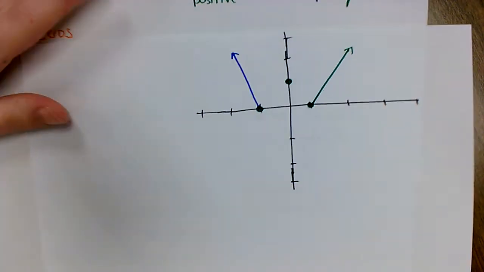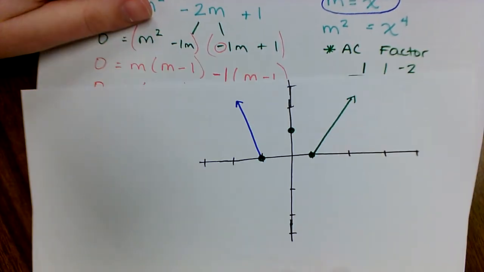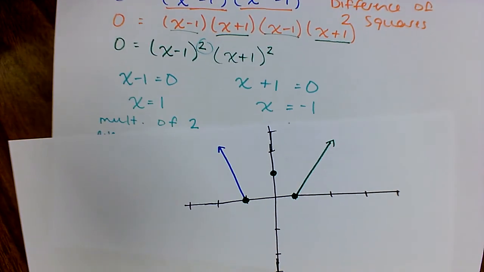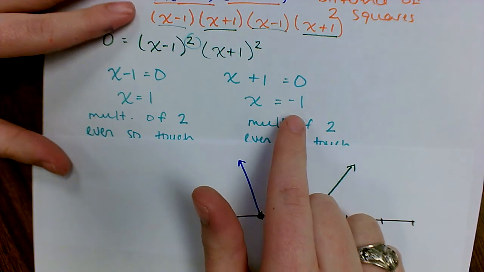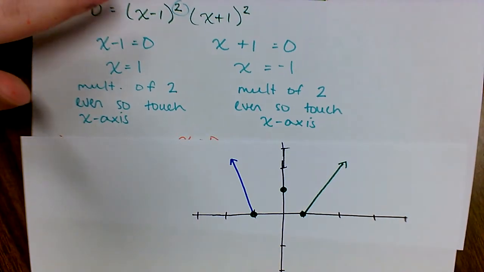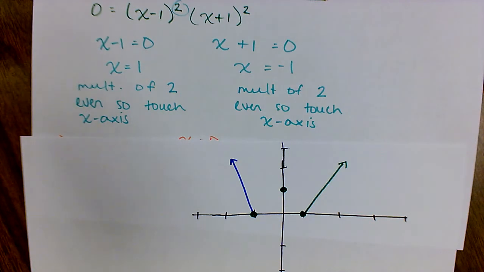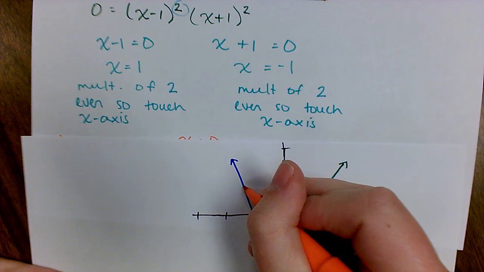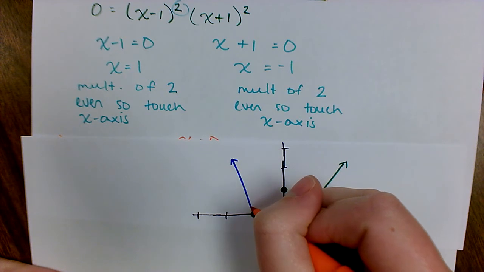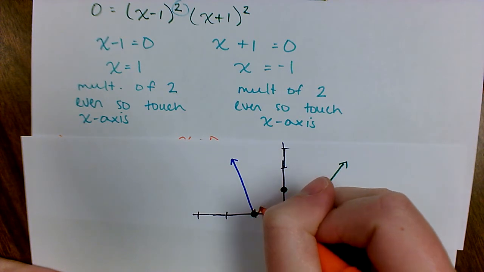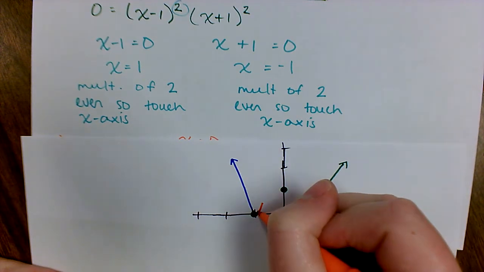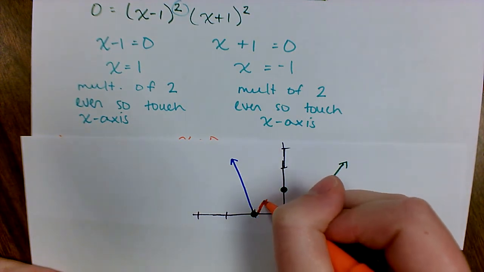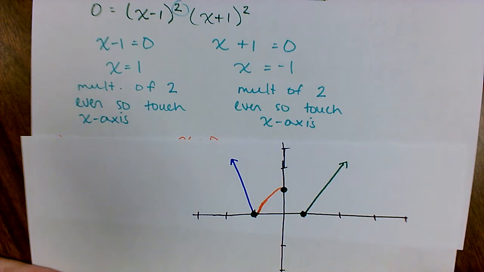Now this is where knowing our multiplicity information comes into play. We'll start with x equals negative 1. The multiplicity of x equals negative 1 was 2. 2 is even, so that means it's going to touch and turn. Since my end behavior is going this way, and it touches and turns, I know it's going to touch here and turn back the same way. Looking at where my y-intercept is, I can see it's going to run into my y-intercept.